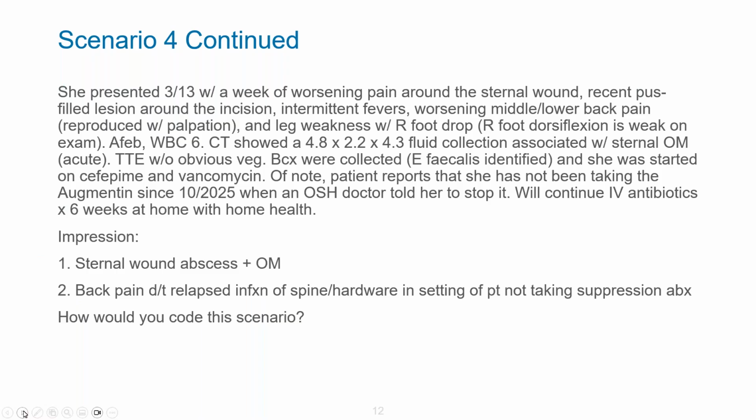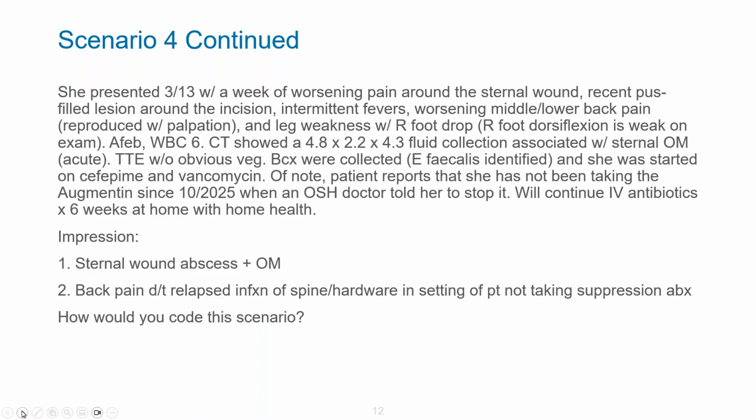Of note, patient reports that she's not been taking the Augmentin since 10/20 of 2025, when an OSH doctor told her to stop it. They're going to continue the IV antibiotics times 6 weeks at home with home health. Impression, and this again came straight from a chart, so these are the physician's impressions: sternal wound abscess plus osteomyelitis, back pain due to relapsed infection of the spine or hardware, in the setting of patient not taking suppressive antibiotics. Wow, this lady got some problems.